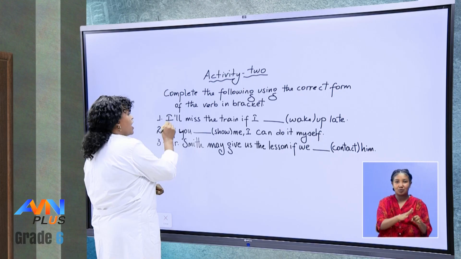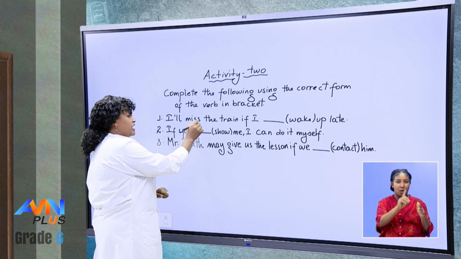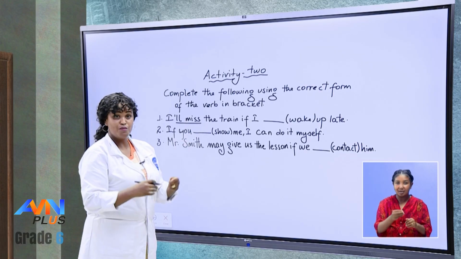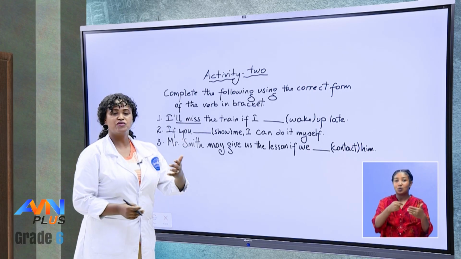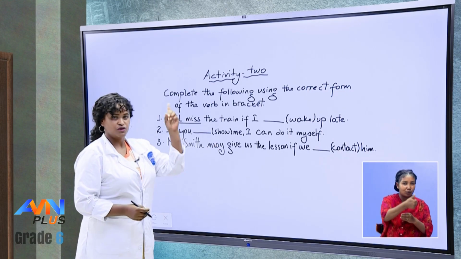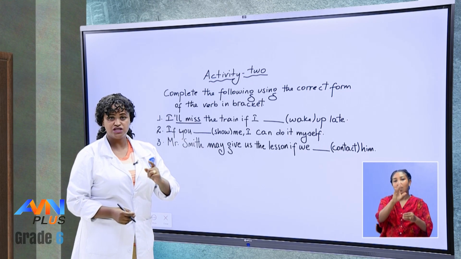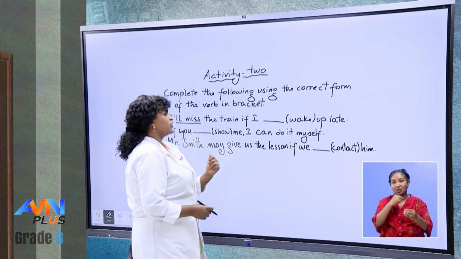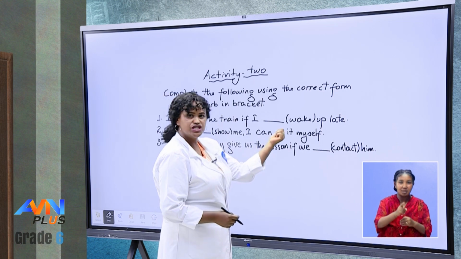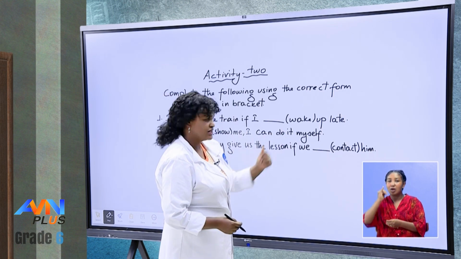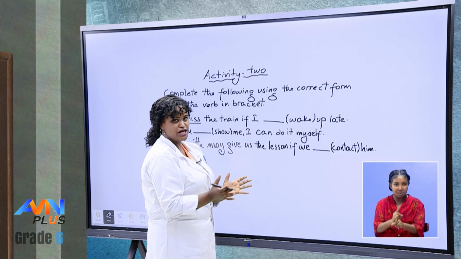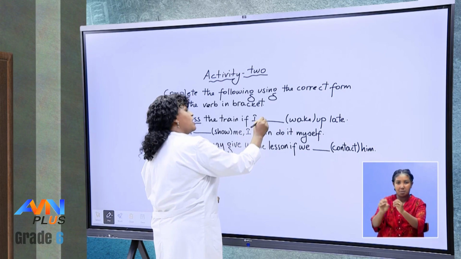How? I'll miss, this is what? Simple future. And it's also main clause. So in which type of conditional do we have a future main clause? Conditional sentence type 1, which is possibility condition. So if the main clause is simple future, what is the condition or the if clause? Simple present. So what do you say? Without any change, we put the base verb.